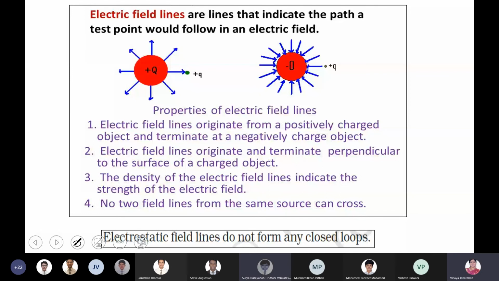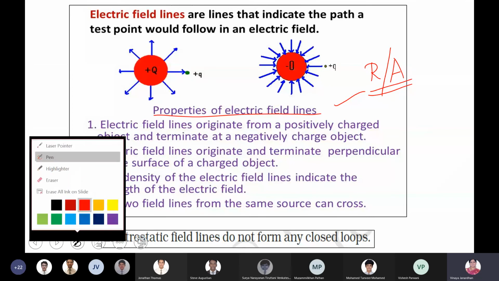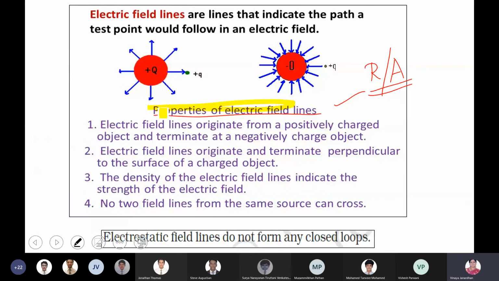Fine, boys. Can we start with the properties of electric field lines? Can you write this? These properties are also very important. Why I'm saying in reasoning and assertion-based questions, whenever I'm stating something, please do write sideways, right? Properties of electric field lines, just write r/a because you might get questions here.